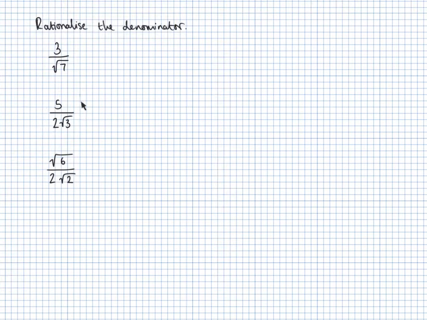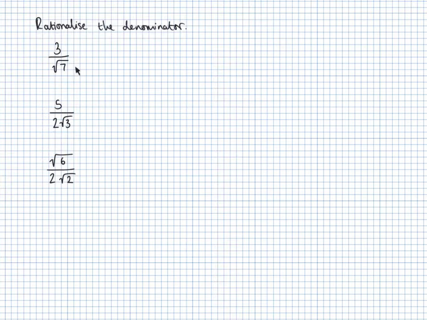Okay, now here are some expressions, and what I need to do with them is rationalize the denominator. That would mean that the denominator should not have a surd like these do. So we don't want a surd there. Now we know that if I multiply root 7 by root 7, that just gives me 7.